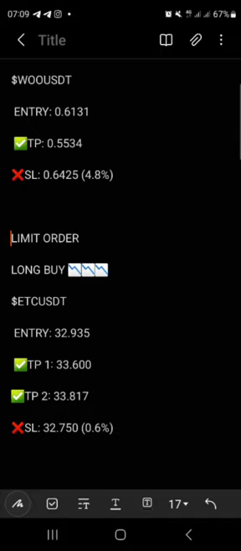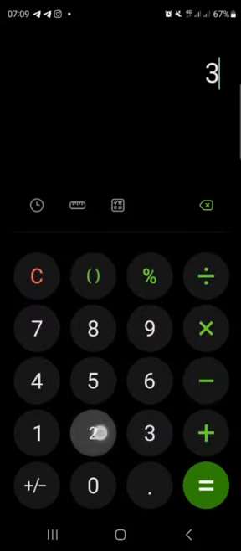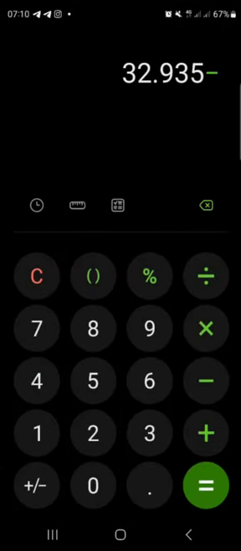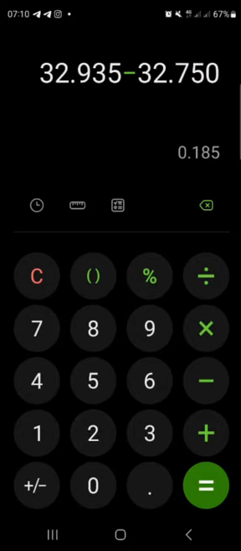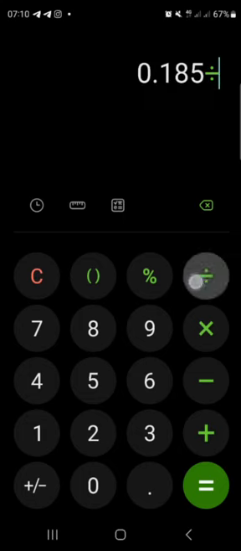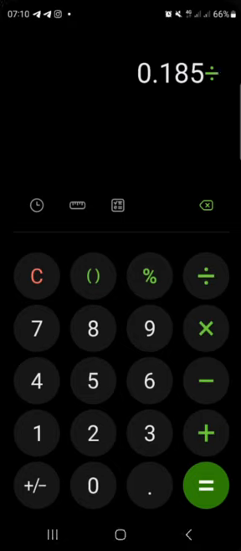Take note, you are subtracting your stop loss from your entry in this case. So your entry is 32.935. You come here, put it there, 32.935 minus your stop loss, which is 32.750. This is what you get, 0.185. So you're going to divide this by your entry. What is your entry again? 32.935.